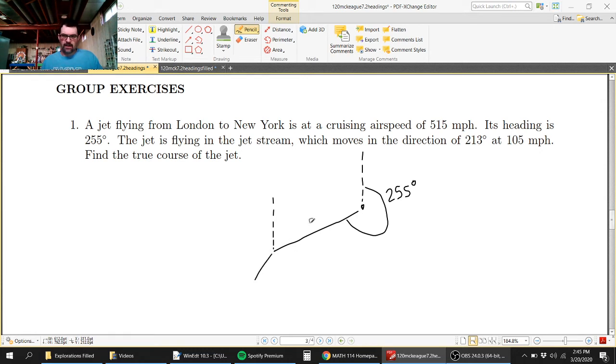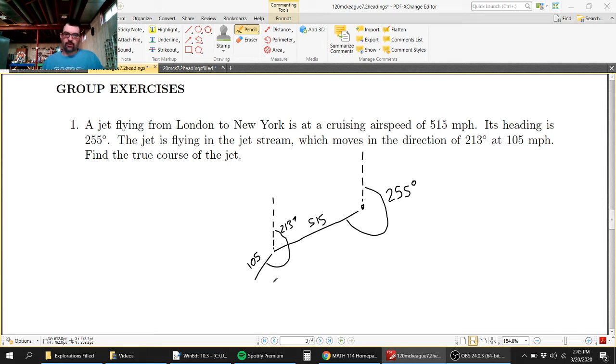Now we have 515 for the plane's speed. If the air was not moving at all, the plane would be going that fast. Here is this 213 degrees and 105 miles an hour, which might sound crazy, but that jet stream can do some wild stuff over the ocean. Just recently, a plane set the record for fastest flight London to New York because it was at its cruising speed and the jet stream was right with it, going blazing fast. And so anyway, a new minimum record.